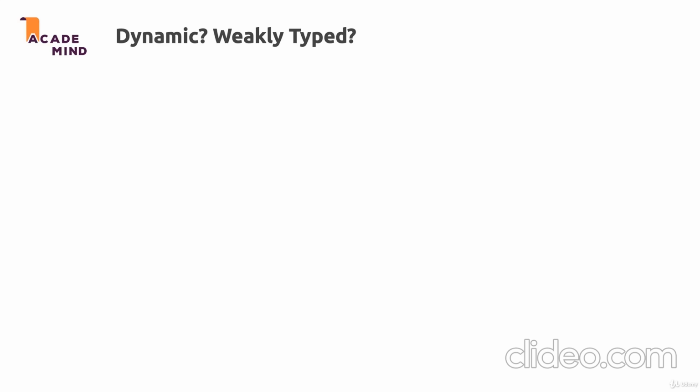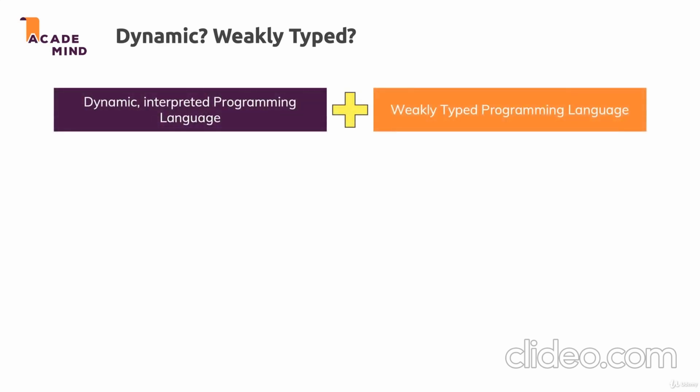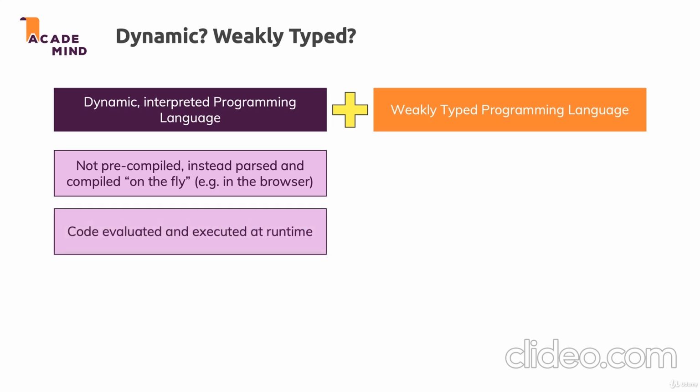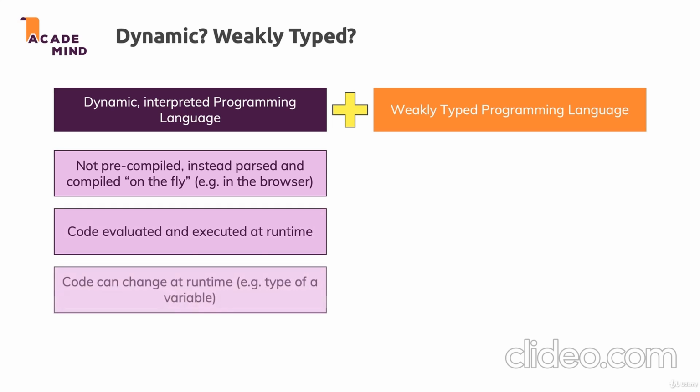JavaScript is a dynamic, interpreted programming language, but it's also a weakly typed programming language. Now, what does this mean? For one, the dynamic interpreted part, as you learned, means that it's not pre-compiled. Other languages, like C++, are compiled during or after development, so before you share them with the end users. JavaScript is on-the-fly compiled. And that means that the code is evaluated and executed at runtime. It also means that the code can change at runtime.